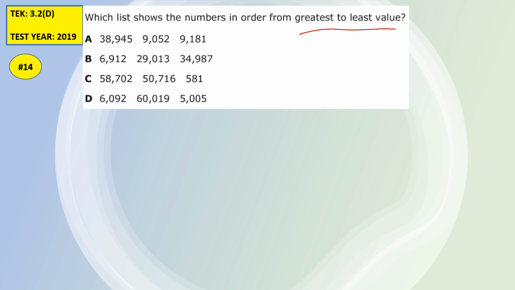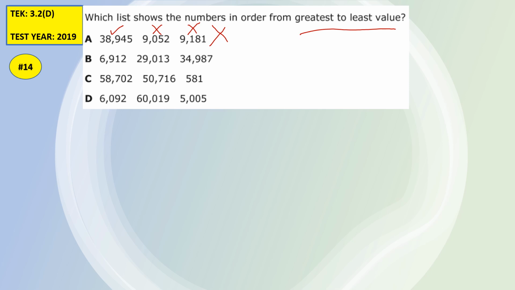I have three numbers there. Is the biggest number first? 38,945. Well, that's definitely the biggest number in this group. 9,052 and 9,181. Well, 9,052 is actually smaller than 9,181. So it's not answer choice A. That's not the answer we're looking for.